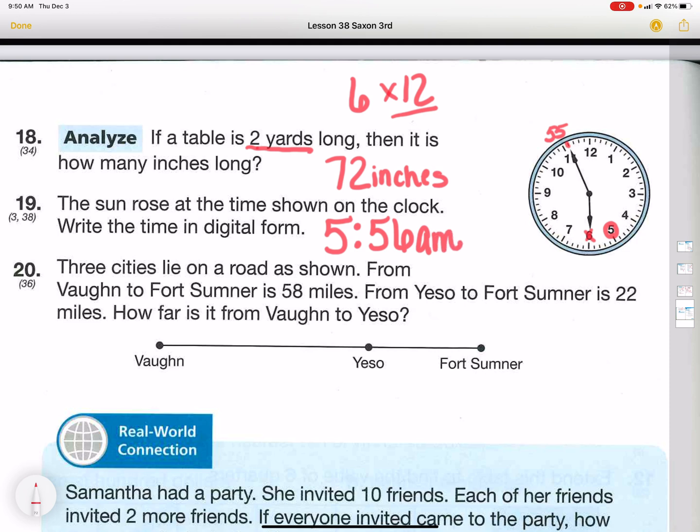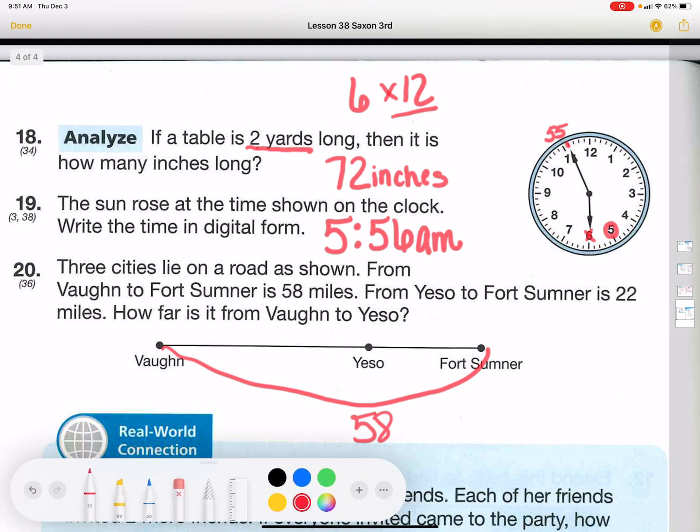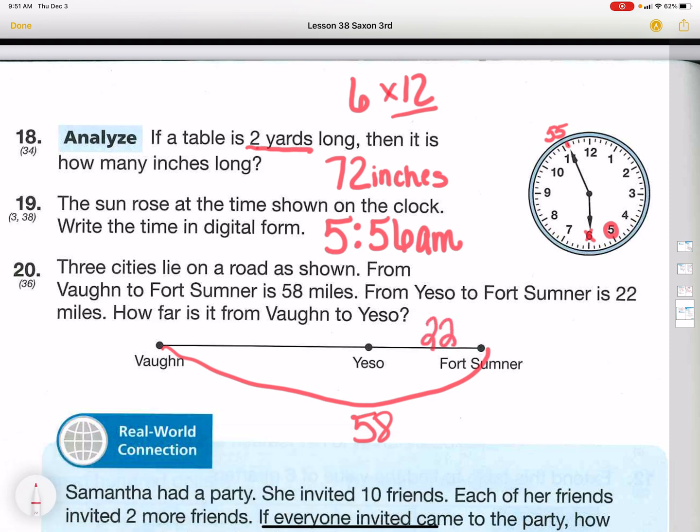3 cities lie on a road as shown. From Vaughn to Fort Sumner is 58. So all together, we're 58. This is probably a sum and some more problem, isn't it? From Yeso to Fort Sumner is 22. So we know the sum. We know one addend. How do we find the other addend? To find that, we actually need to subtract 58 minus 22. Okay? And then this needs a label of miles.